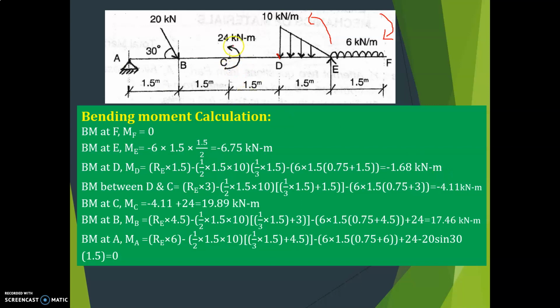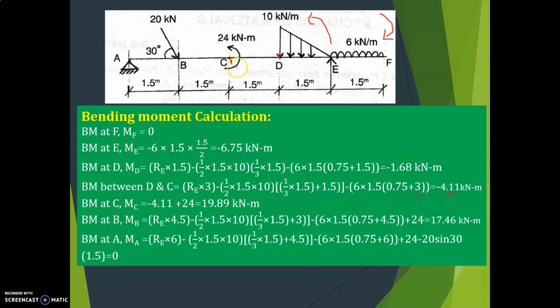Then now here the couple is acting, so you have to consider between B and C, what is that? Till here you have to consider. Now between C, means till C you have to consider, what is that? RE into 3, it is moving like this, plus RE into 3 minus half into 1.5 into 10 into 1/3 of 1.5 plus 1.5. Okay, till C we have to consider, then minus 6 into 1.5 into half of 1.5 is 0.75 plus this 1.5 plus 1.5, 3. Okay, so you get this answer.